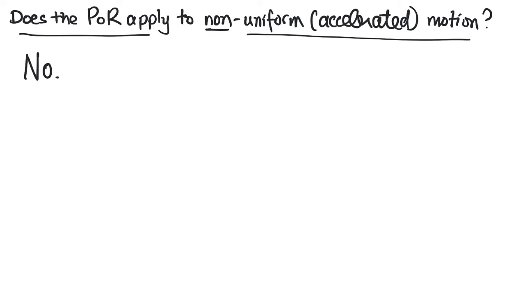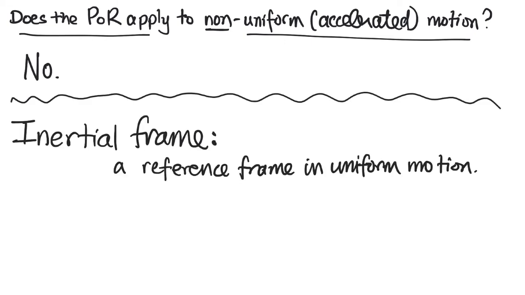And the principle of relativity only applies to uniform motion, constant velocity motion. There's a fancy term that we give for uniform motion, or a reference frame that's moving uniformly. That term is inertial frame. And an inertial frame is simply a reference frame that is in uniform motion.